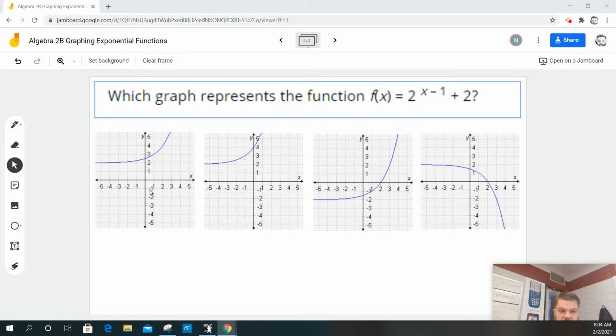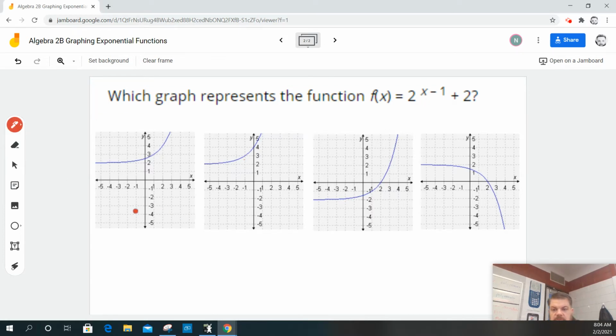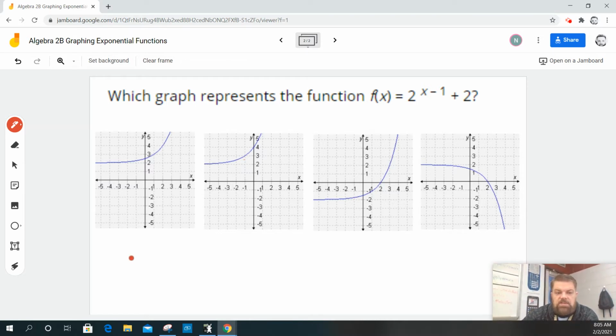Well, the y-intercept occurs when x equals 0. So if I say f of 0 equals 2 to the 0 minus 1 plus 2, that's the same as saying 2 to the negative 1 plus 2. 2 to the negative 1 is the same as 1/2 plus 2, or 2.5. So that means that the y-intercept is going to occur at 2.5.